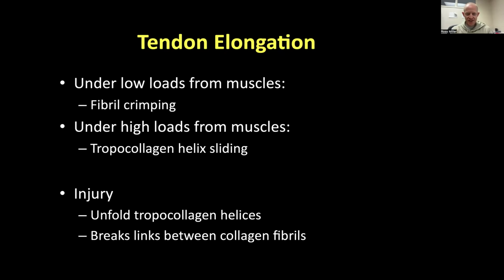And like I said, injury would then happen if you unfold or untwist those helices of the peptide chains that comprise the tropocollagen, and then break or snap the links between those different collagen fibrils, where the uncrimping largely happens. So that would be injury of a tendon at a molecular level that would then affect the macroscopic tissue-level performance of that tendon and its ability to effectively transmit loads from the muscle fibers to the skeleton.